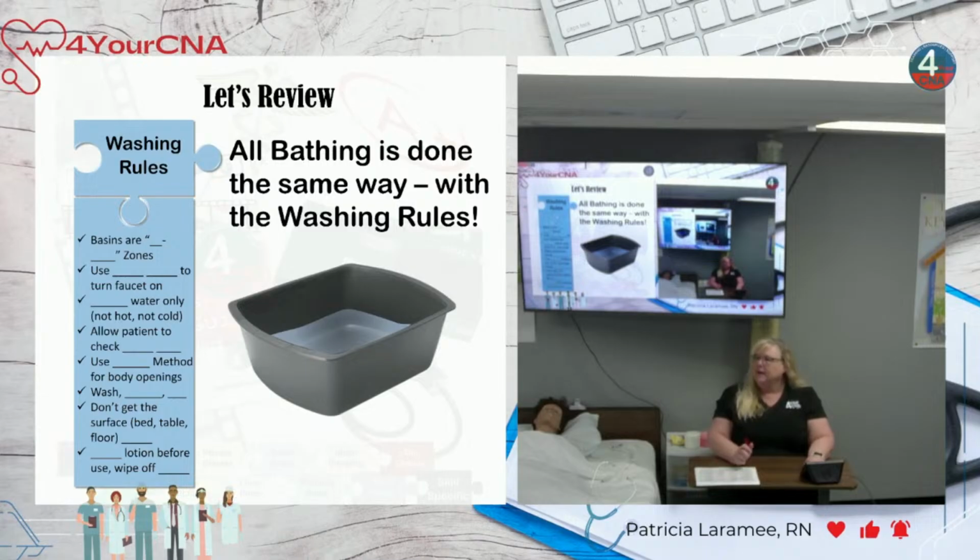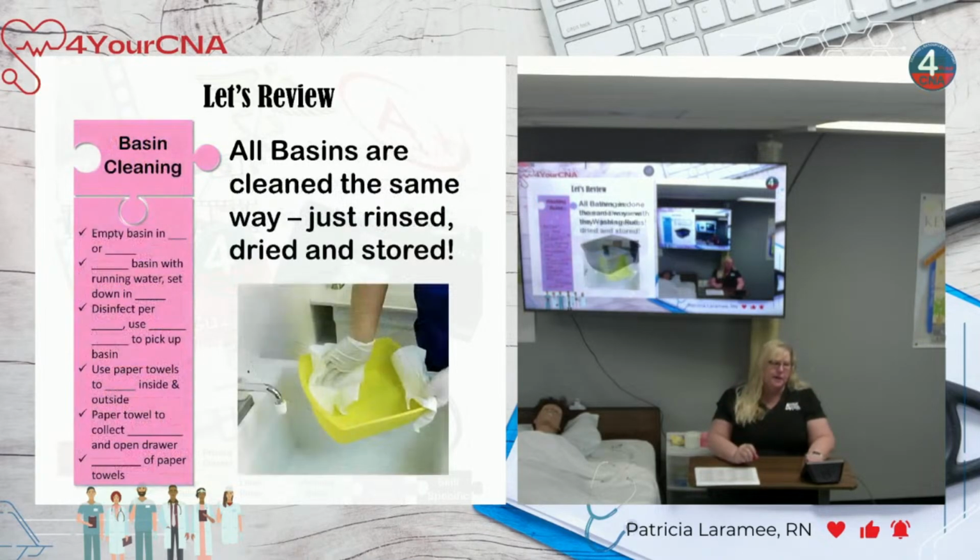All right. And then if we wash something, we have a basin that's going to need to be cleaned. And we're going to clean every basin the same way, whether it's a bath basin or an emesis basin or a graduate container, which we'll use on Monday, or a bedpan, whatever we're using has to be cleaned the same way. And for the exam, we simply rinse it, dry it, and store it. There's no special process here. Just rinse it out, dry it out, and store it. Don't put feces or urine in the sink. That's all they care about, right?